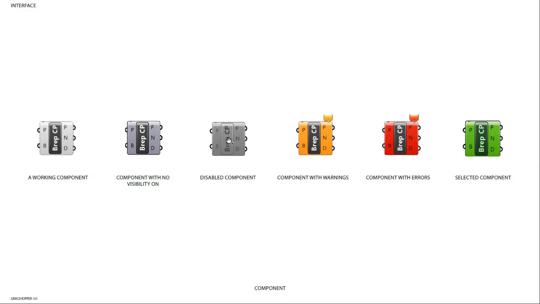A completely grayed out component means that the component is frozen. It's not working. It's been turned off. Again, I'll show you that in a minute. And some components come with warnings. So if a component turns orange, it means there's some kind of problem with it. It's giving you a warning. It's working, but it's working with warnings. If it's red, it means there are errors, and red is typically not a good sign. So if you ever see red components, you really want to look at what they're doing. And green components is when you have it selected.